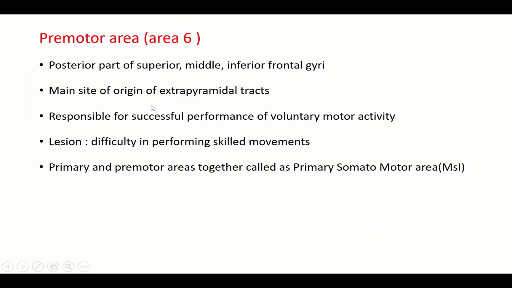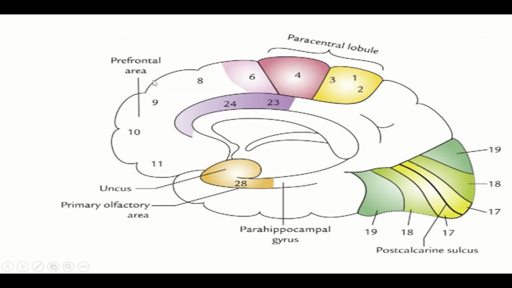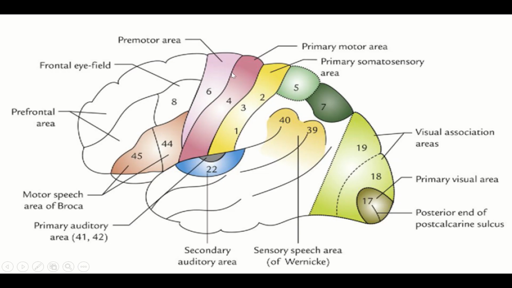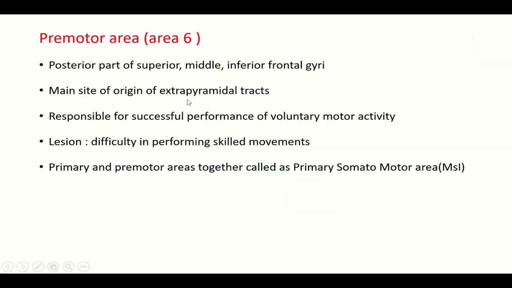Let us come to the premotor area. We have finished with the primary motor area number 4. Now we'll be dealing with the premotor area, which is area number 6. It occupies the posterior parts of the superior, middle and inferior frontal gyri. It is the main site of origin of extrapyramidal tracts, because large pyramidal cells of Betz are not present here. These are responsible for successful performance of voluntary motor activity. A lesion here results in difficulty in performing skilled movements.